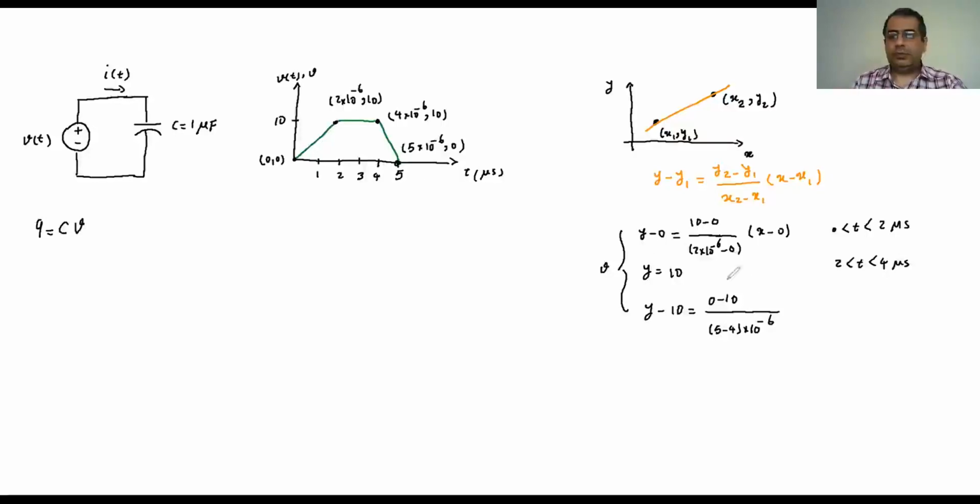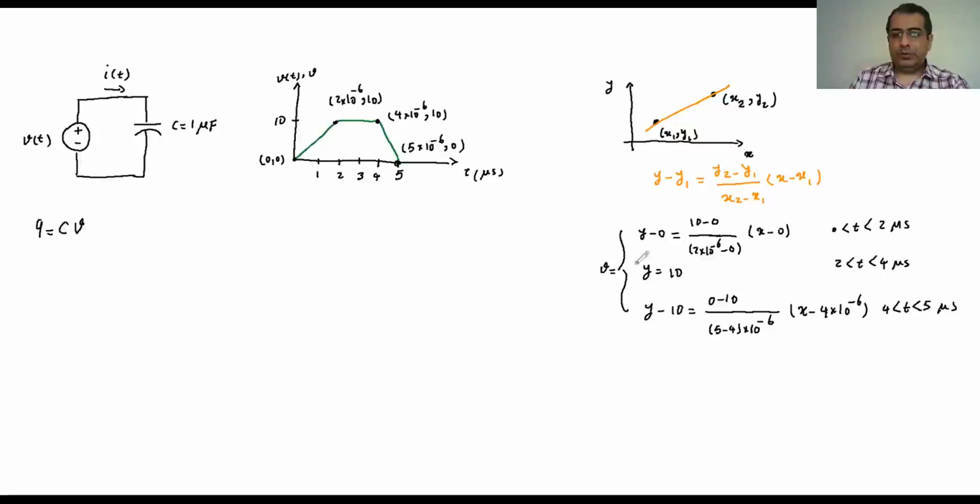So 5 minus 4. And then you have the x minus x1, and x1 is 4 times 10 to the negative 6, and it is for t between 4 and 5 microseconds. So now we have the equations of the v, so we know the v's.